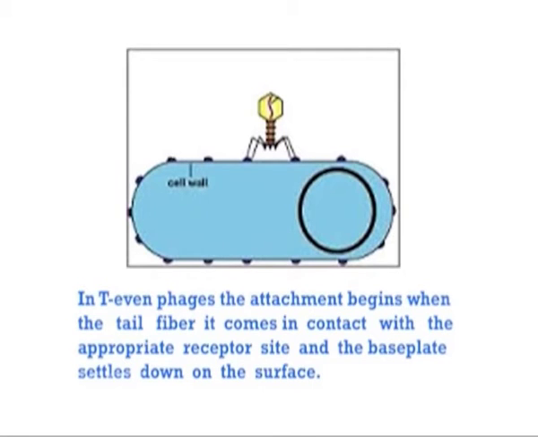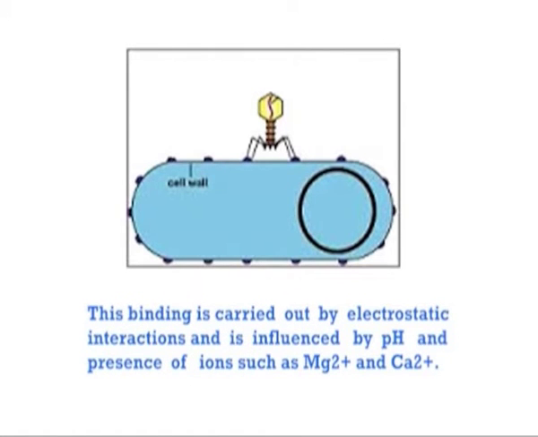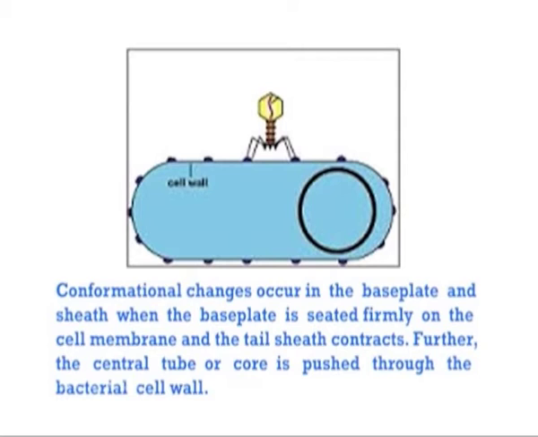In the case of T-even phages, the attachment begins when the tail fibers come in contact with the appropriate receptor site and the base plate settles down on the surface. This binding is carried out by electrostatic interactions and is influenced by pH and the presence of ions such as magnesium and calcium ions. Conformational changes occur in the base plate and the sheath when the base plate is seated firmly on the cell membrane, and the tail sheath contracts. Further, the central tube or core is pushed through the bacterial cell wall.